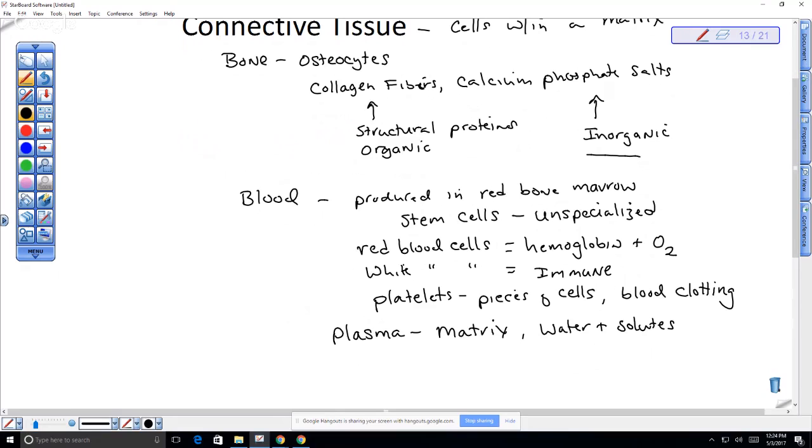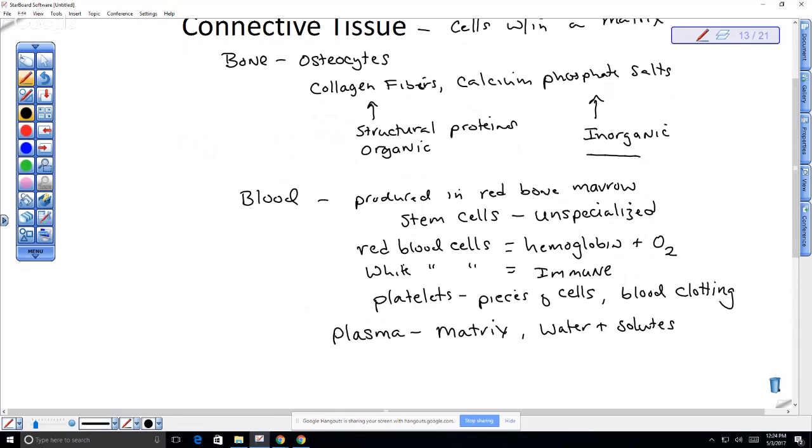So the solutes could include antibodies, they could include hormones, they could include clotting factors, right? So proteins that are going to come out of solution and help the platelets clot. Glucose is in solution. Cholesterol is actually in solution because it's transported attached to a protein. So even though cholesterol is a lipid, it goes into solution because it's attached to a protein. But that would be the matrix. So the plasma is the matrix of the blood.